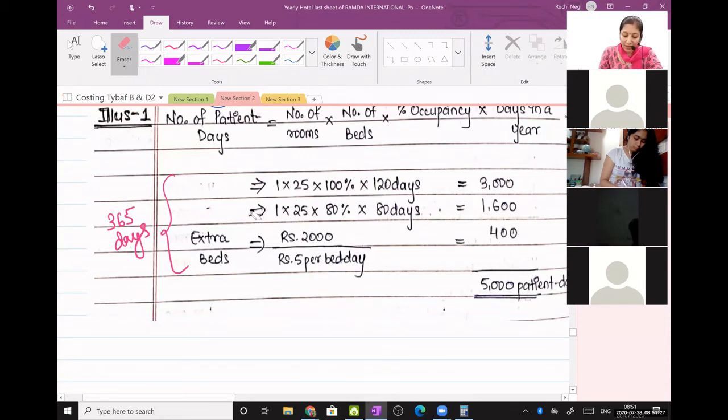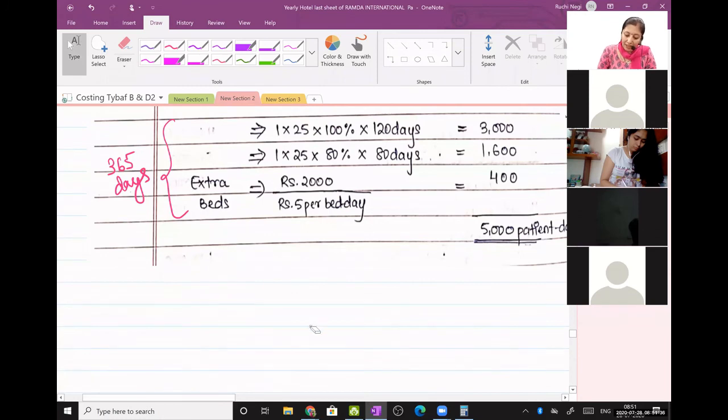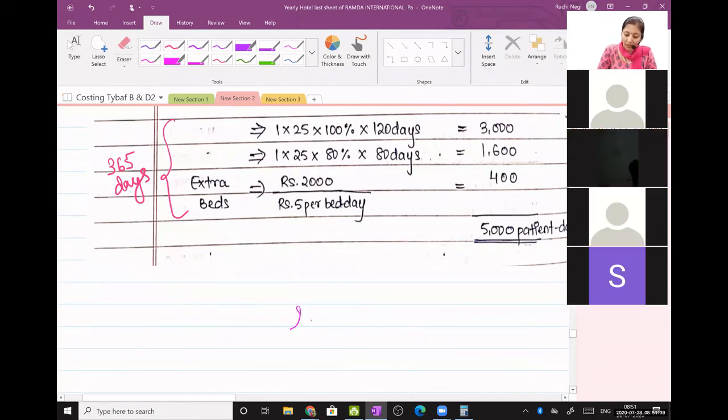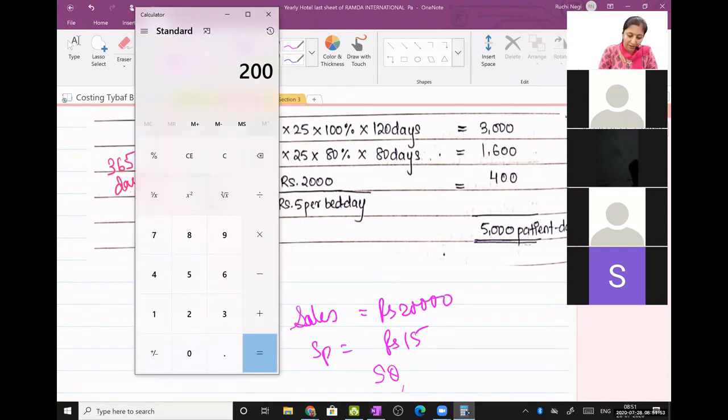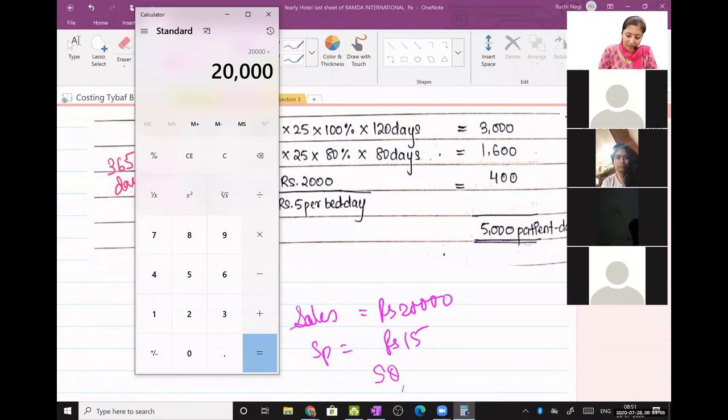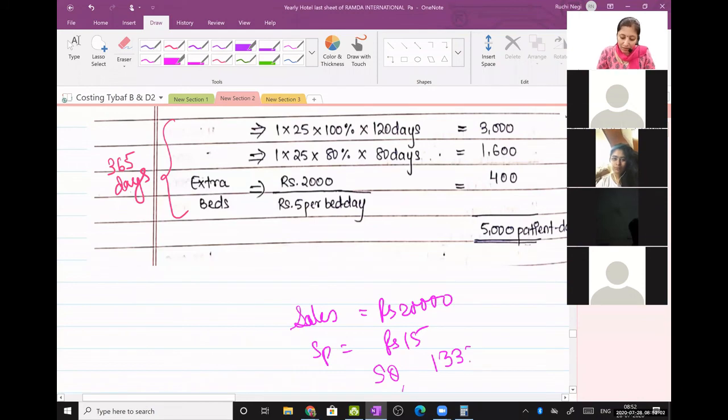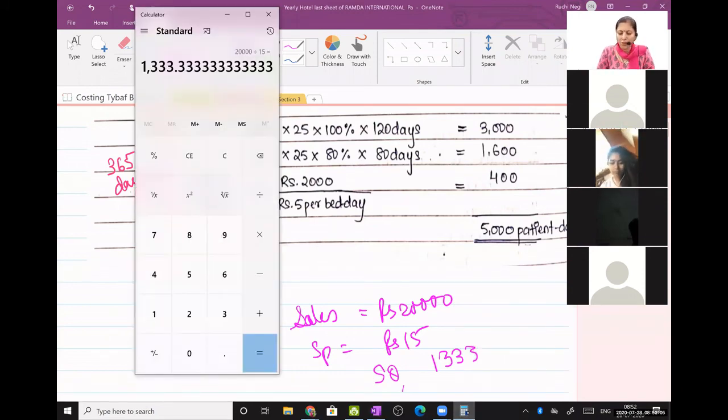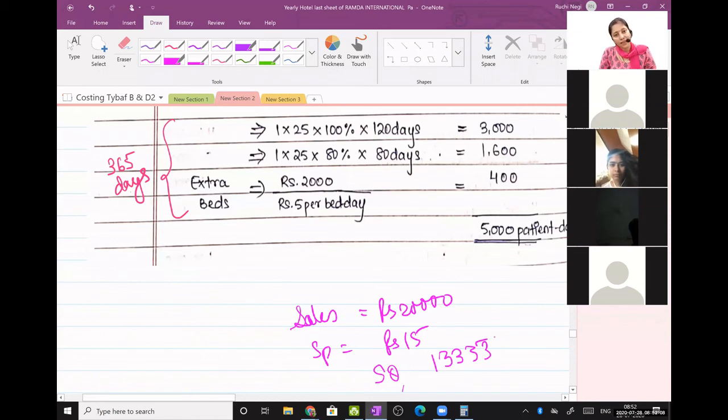Okay, and then the last one. Last one, extra beds. Now, extra beds, they have not quantified, but I can calculate that. I'll give an example. If I tell you sales is rupees 20,000, selling price is rupees 50. Can I get selling quantity? Obviously, yes. I'll just have to divide 20,000 divided by 50. So I will get how much? 1,333 units, 0.333 units. Is that clear?